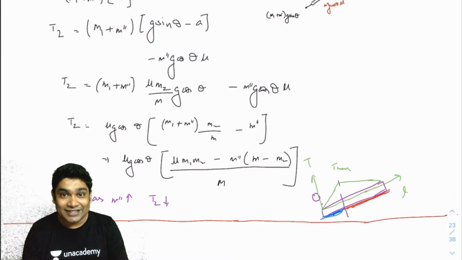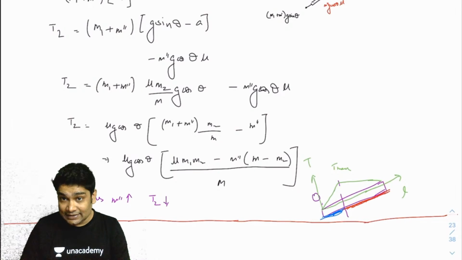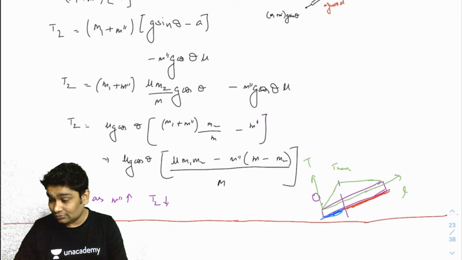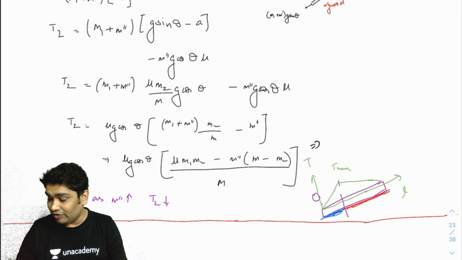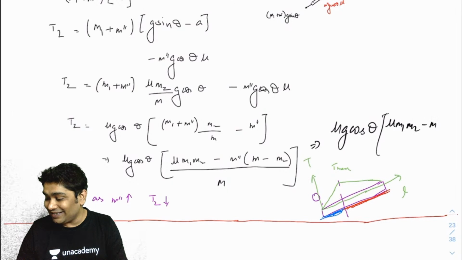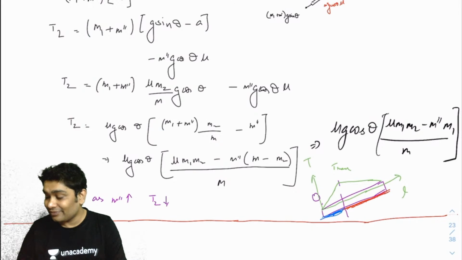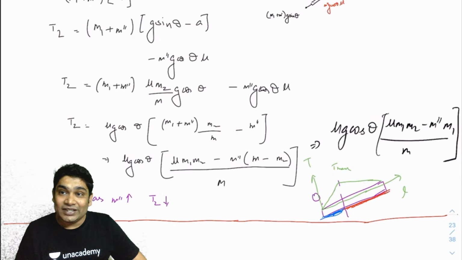Yes, AP, this is a tough one. This is the situation that you would have had. And this is nothing but M1. This would have been mu g cos theta times M1 M2 minus M double dash times M1 over M. This is what the expression would have been.